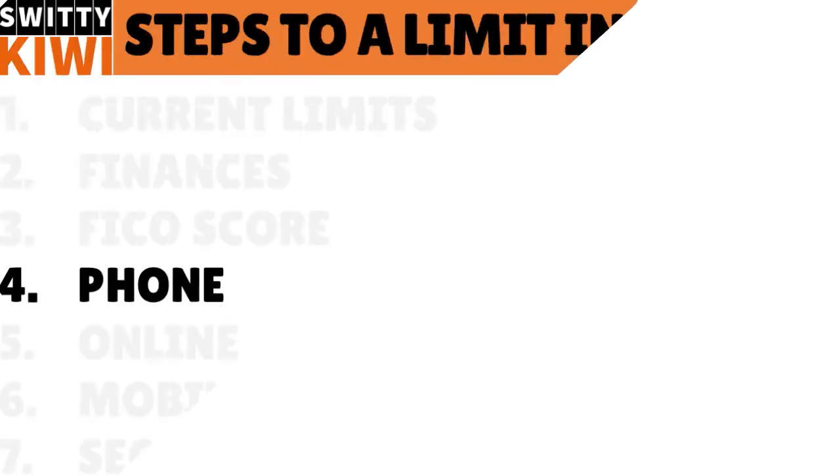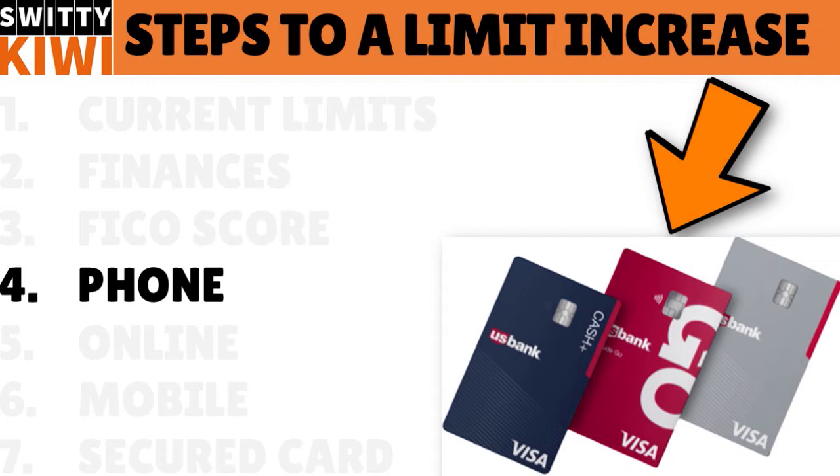All right, folks. So you want to know how to request a large US Bank credit card limit increase and be approved. You can do so, number one, over the phone. After you've paid attention to your current limits, your financial situation, and your FICO score, I want you to pick up the phone and call US Bank. Call 1-800-285-8585 or the specific number on the back of your card and ask a customer service representative whether you are eligible for a higher credit limit.